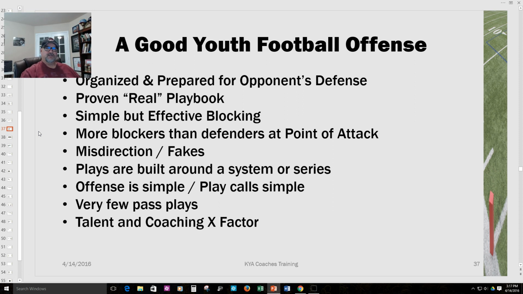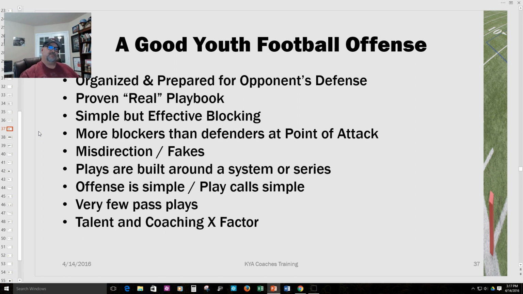I really am into misdirection and fakes. One fake is worth 2 blocks. So misdirection plays, especially on a highly mobile defense, work out great. Your plays should be in a system, a series of plays, so you can set these up. Otherwise, it's easy to see what you're going to do. So you should have 4 or 5 plays in a series around maybe a favorite play, so you can try to hide that play and set that play up.